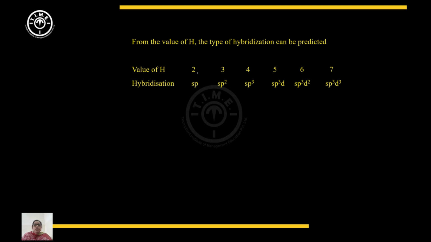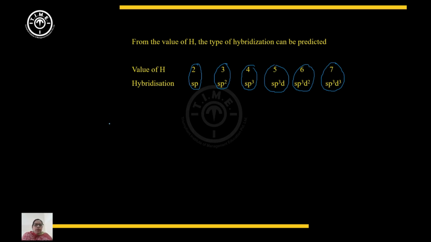If the H value is 2, it is sp hybridization. If the H value is 3, it is sp2. If it is 4, it is sp3. If it is 5, it is sp3d. And if it is 6, it is sp3d2. And for 7, it is sp3d3 hybridization.